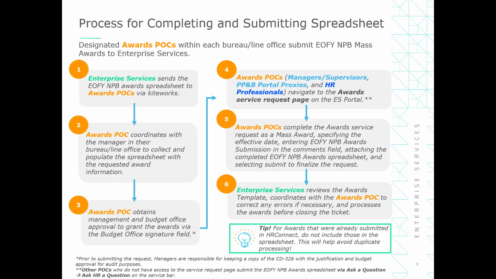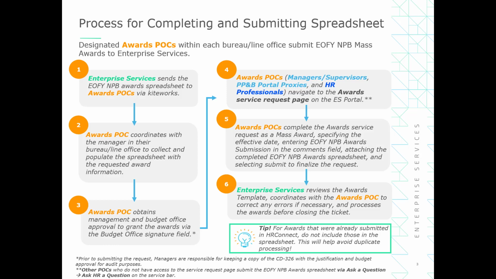Please review and validate that the proper accounting codes and unique justifications are provided for each award requested. Awards entered individually via HR Connect must not be included on the mass award spreadsheet to avoid duplicate award processing. Please obtain Management and Budget Office approval to grant the awards via the Budget Office signature field. Failure to obtain Budget Office approval may result in delayed processing.